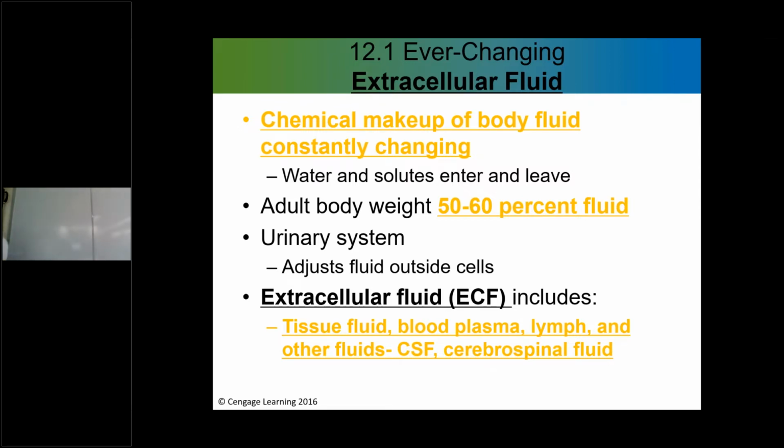So take a look over here on the PowerPoint. So the chemical makeup of body fluid is constantly changing. And this is true, right? We have fluids present within the body, and what's making up those fluids, what's present within those fluids, is changing. That's not too difficult to understand. In an adult body, 50 to 60% of our bodies are fluid. That's remarkable, right? That's very remarkable.